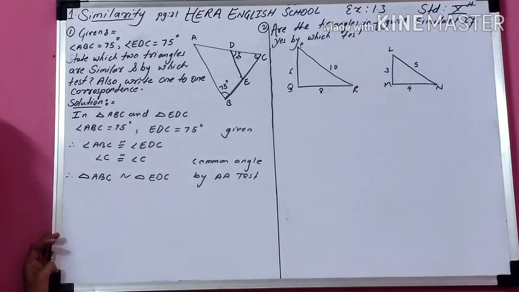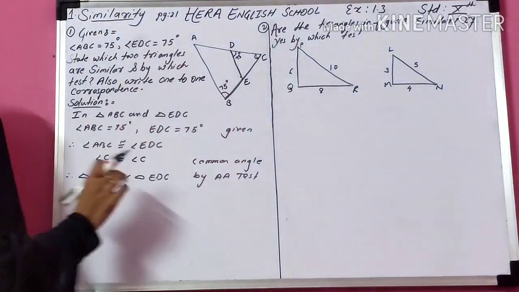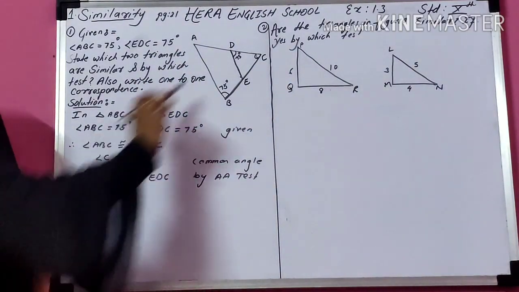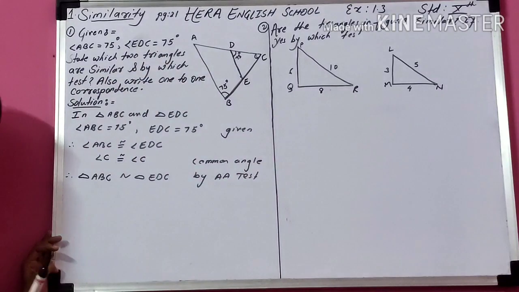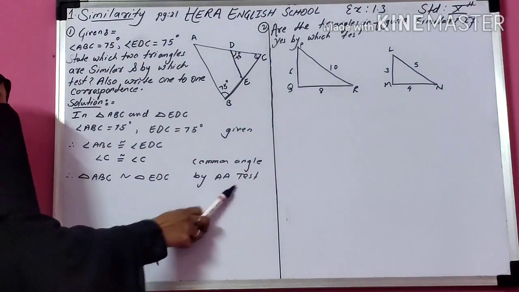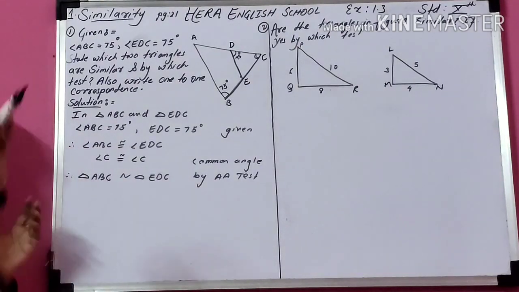Easy question, yes. One angle is given to you, so those angles are congruent, both are 75 degrees. What I have observed is that angle C is common in both the triangles. So it is a common angle. So by the AA test, these two triangles are similar.